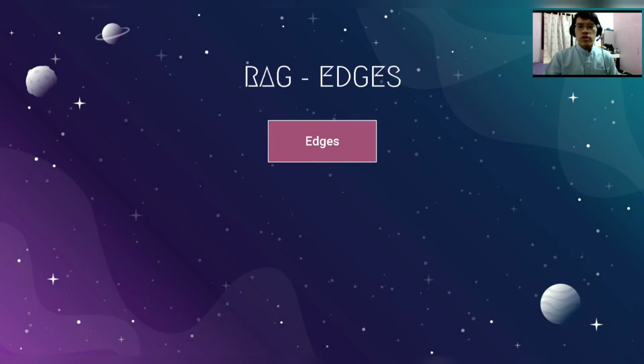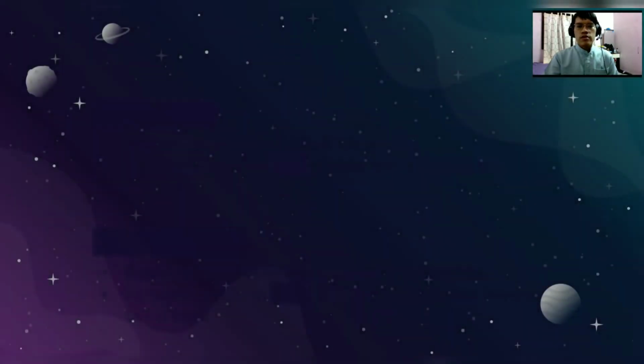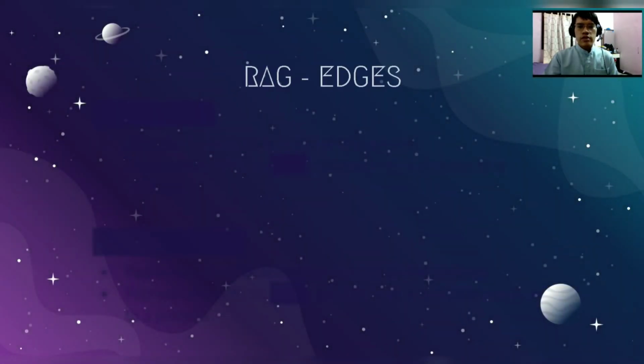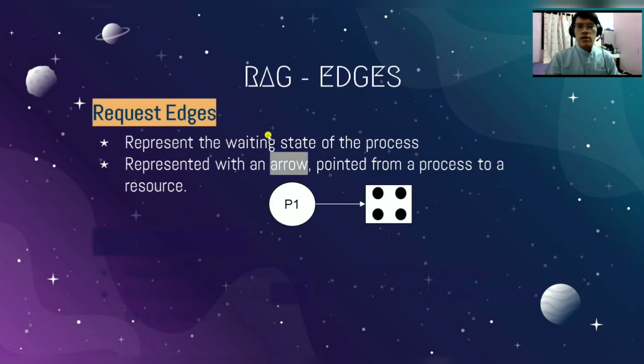There are two types of edges in RAG, which are the request edge and the assignment edge. Okay, for the edges, request edges represent the waiting state of the process. It is represented with an arrow pointed from a process to a resource, like this one, process P1, and this is the resource. It is pointed from P1 to the resource.